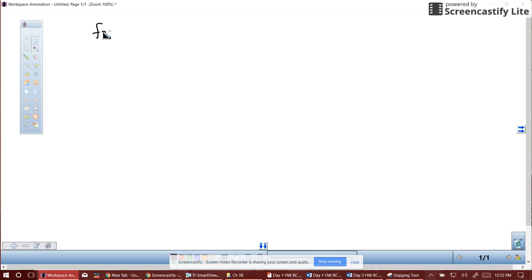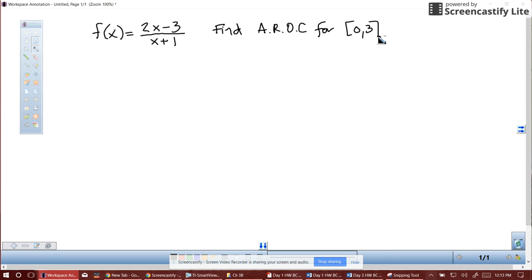So we're going to take our problem, f of x is equal to 2x minus 3 over x plus 1. And so we're going to find the average rate of change for the interval. Let's go from 0 to 3.